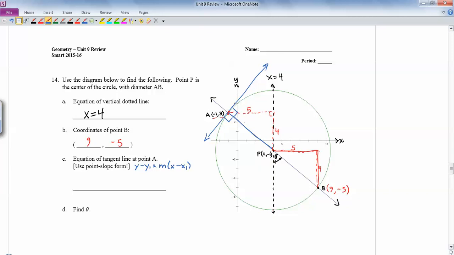Okay, well, the slope of this radius we already have. It's going downhill, so it's negative. The rise was 4 and the run was 5. So that means the slope of my line is going to be +5 over 4. And then x1, y1 is any point on your line. Well, we only know one point, A. So this is my x1 and y1. So when I plug in the point slope form, it's y minus 3 equals the slope, 5/4, x minus -1, which is x plus 1.